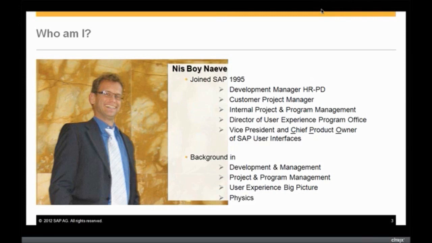So as part of that, as we were changing that, I founded a program office on the topic of user experience. I founded the SAP internal UI governance. I founded also a UI guideline team. And 2.5 years ago, when SAP was taking over the principles of Lean, I was assigned to become the Chief Product Owner and Vice President of our key UI technologies. So I run the backlog and the strategy for those key UI technologies. So out of that, my background is development, management, project and program management, which I still consider one of the key assets.